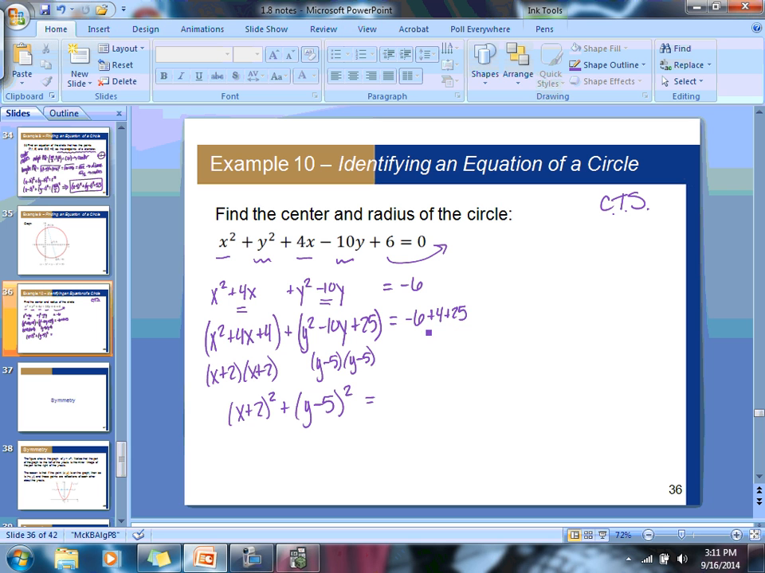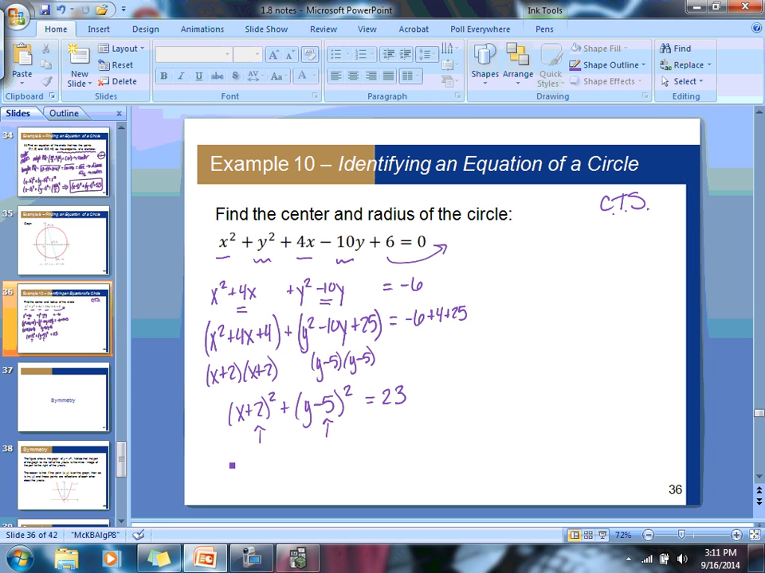And then I have to combine my terms here. The negative 6 plus 4 plus 25, that's going to be 23. So there's the equation of my circle. That's the standard form. And now that I have it as the x's squared and the y squared, those little binomials, now I can see my value for my center, the 2 and the negative 5.